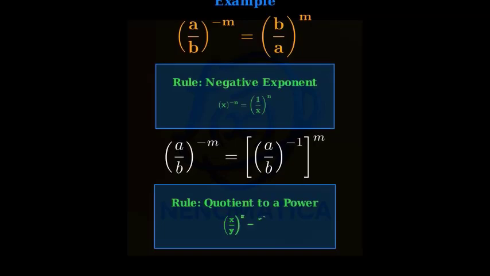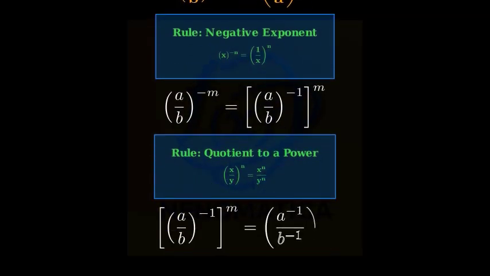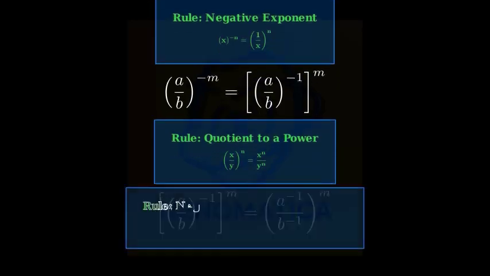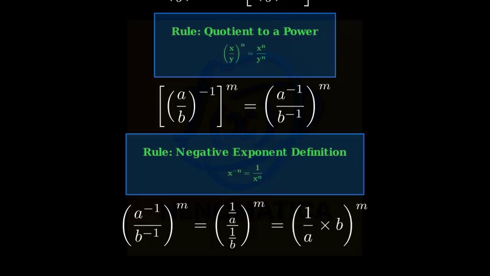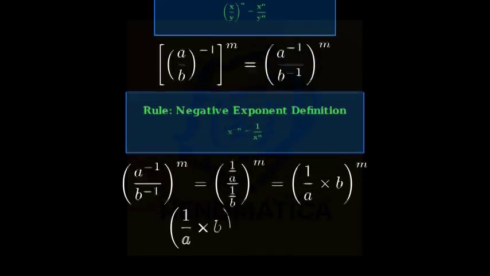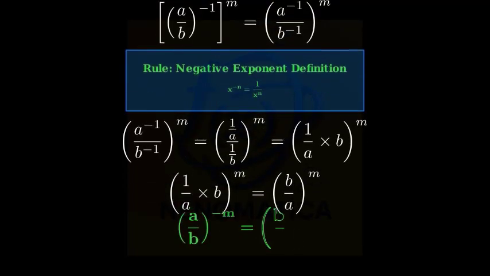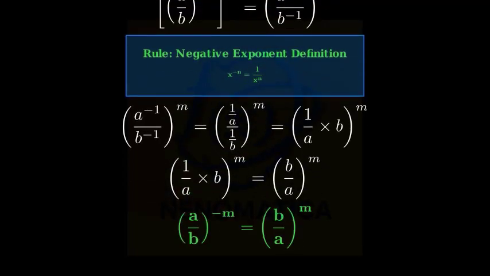Next, we can rewrite (a/b) raised to negative 1 as a to the power of negative 1 over b to the power of negative 1. We know that a to the power of negative 1 equals 1 over a, and b to the power of negative 1 equals 1 over b. So we get 1 over a divided by 1 over b, which is 1 over a times b. This simplifies to b over a. So now we have (b/a) to the power of m, which is exactly what we wanted to prove.